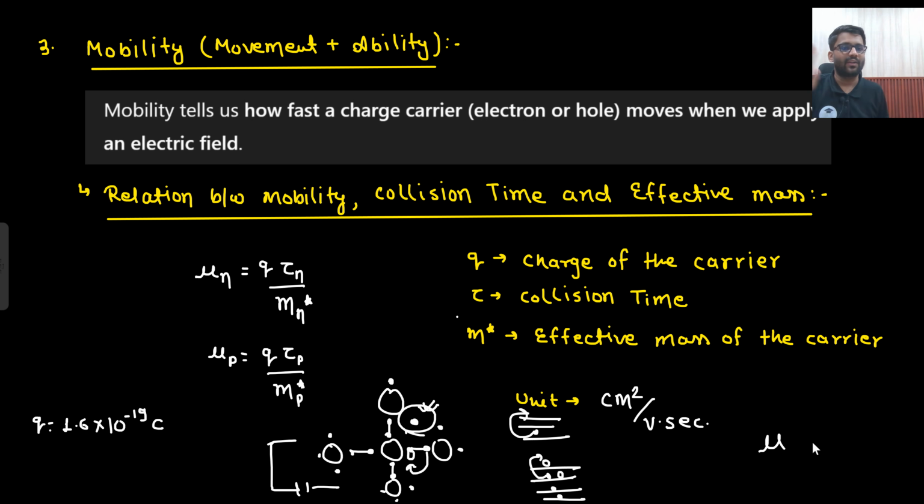And whenever I say free electron, that means electron only. And whenever I say covalent bond electron, I mean hole. So whose mobility will be higher? mu n will be greater than mu p. So the mobility of electrons will be higher than the mobility of holes.